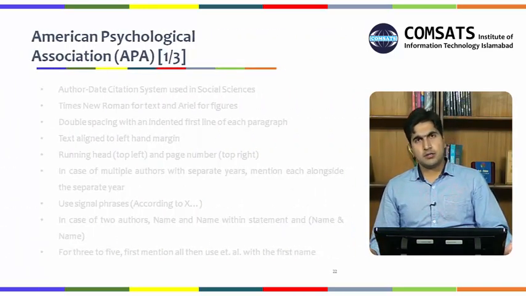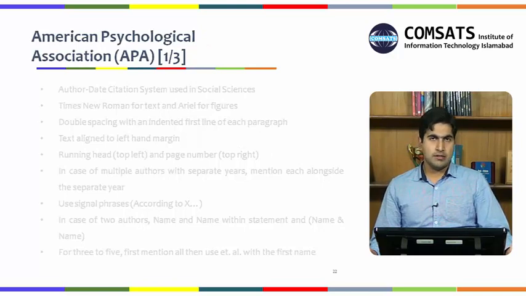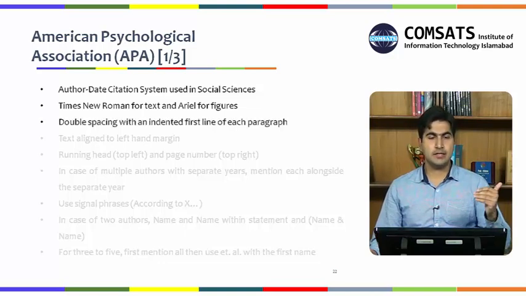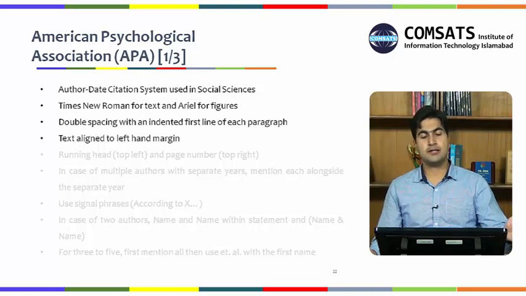Then you move ahead and we talked about the APA style, which is basically known as the author-date citation system used in social sciences. When it comes to writing text in this APA style, you use Times New Roman, whereas for figures and tables, you use the Arial font. For writing that content, you double space it with an indented first line of each paragraph. And another thing is that you align your text to the left-hand margin.